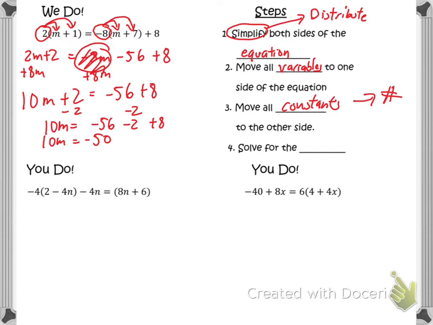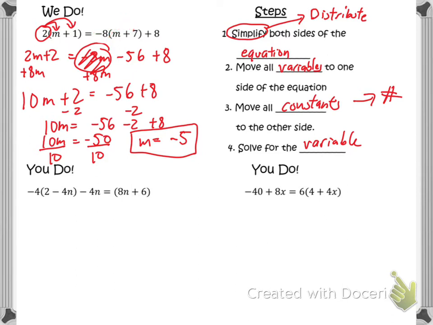My last step will be to solve for the variable. Go ahead and finish out the equation and solve for the variable. So I'm going to divide both sides by 10, and I have m is equal to negative 5. Now, how do I check if this answer is correct? That is correct. If I want to check whether it's correct, I'm going to go ahead and plug it into the m up here and see if it makes my equation true. If you want to, you can go ahead and do that.